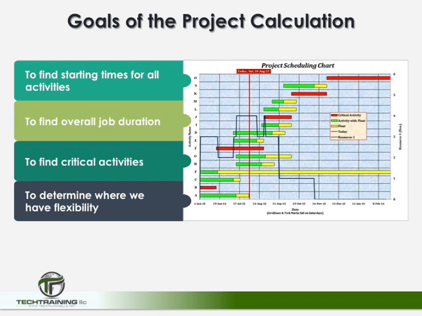Now, one of the most important pieces of information that we're going to get from these calculations is that we're going to be able to identify the critical path. Once again, the critical path is going to show us the activities that must be completed in order for the project to be completed on time.